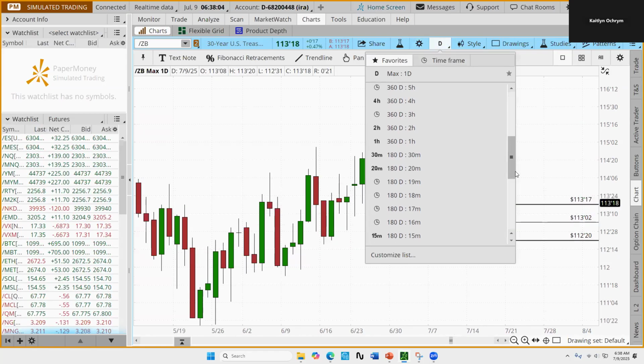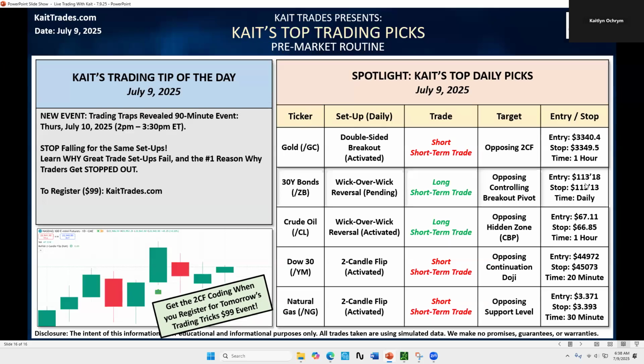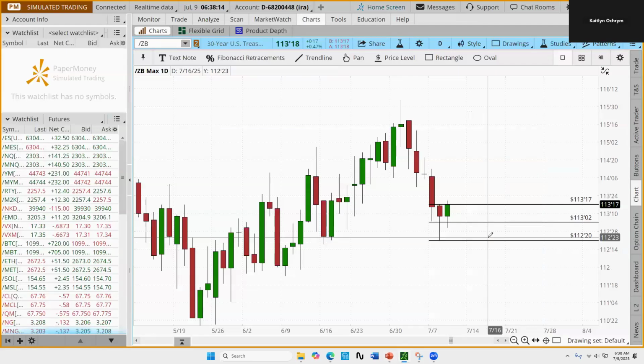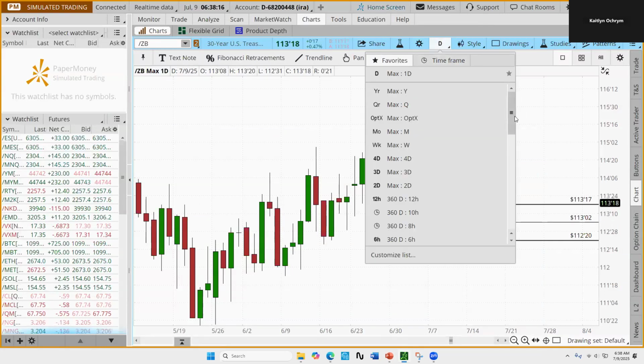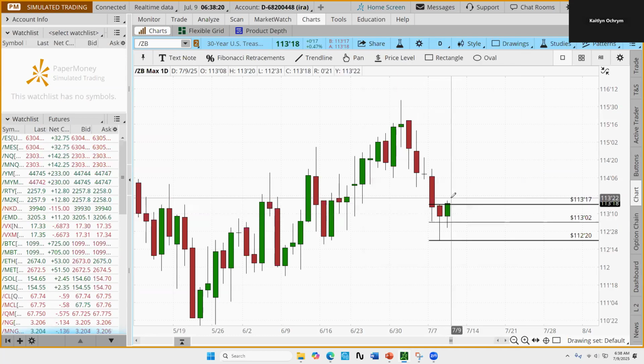So let's find our zone on the smaller time frame. The prep screen trade was for the breakout at 113.18, but that's already happened. So now we need to go find the zone. You guys tell me as well if we were taking the breakout trade, our breakout trades.